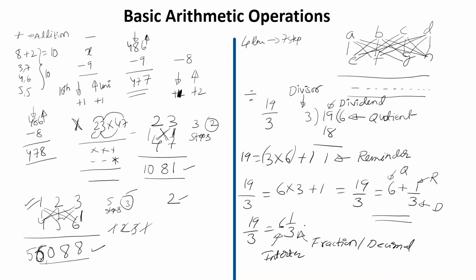So can I write it in the decimal number? Yes, you can write it. 6 is the integer part, so 6 plus this fractional part, decimal part, I can write as 3 bar. We know very well 1 by 3 is equal to 3 bar. So this is the notation, and this is the connection between the division, decimal number and the fractional number. So how can I do this division in an easy way? For that you have to do more practice.